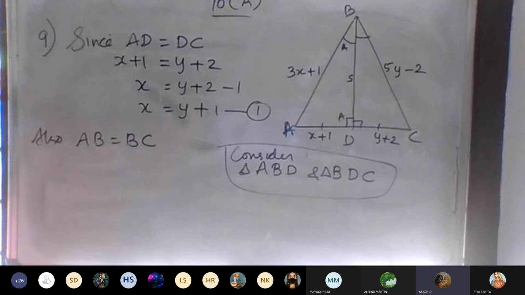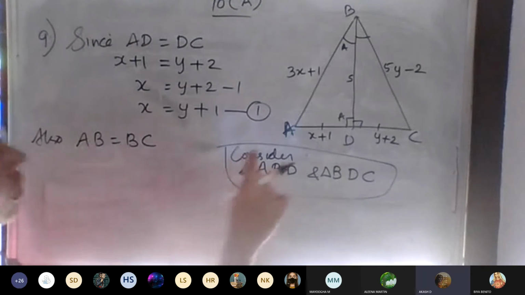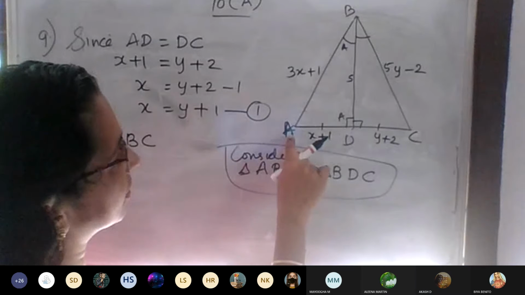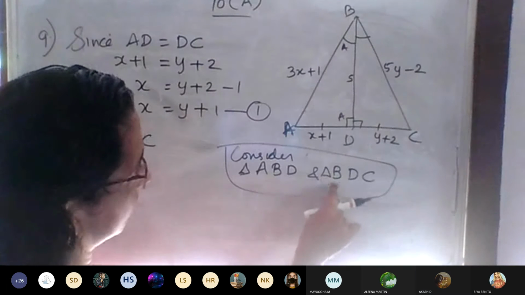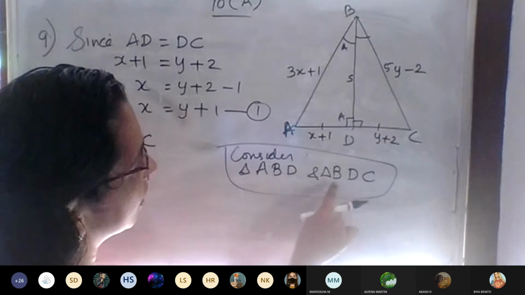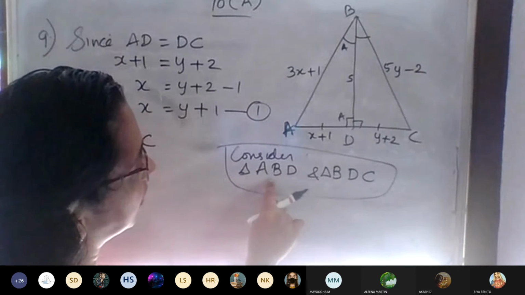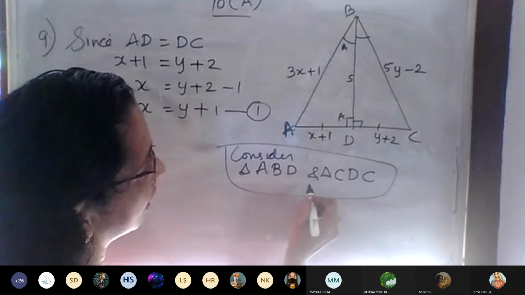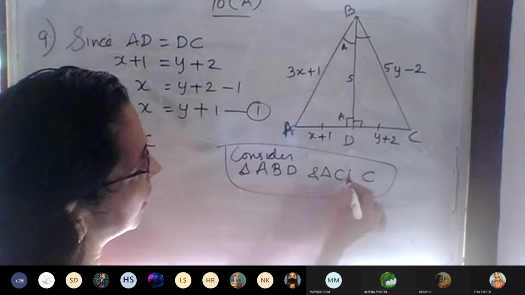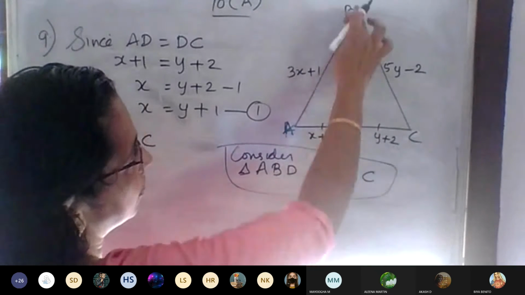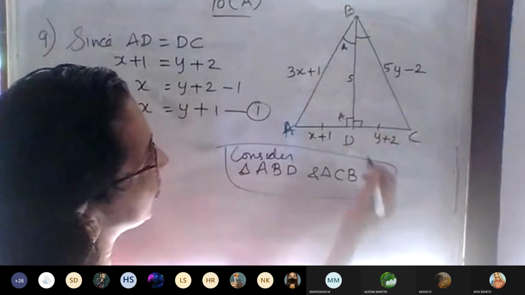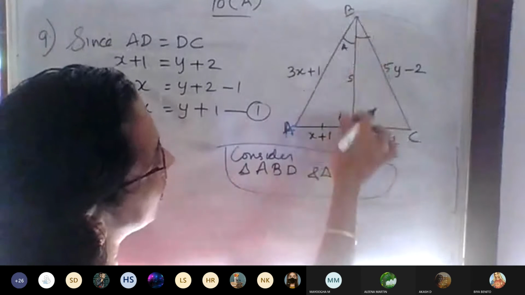Next, AB is equal to BC. Better if you are considering ABD, then instead of BDC write CBD. Same way you go like that itself, then it will be easy next year. C, B, D.